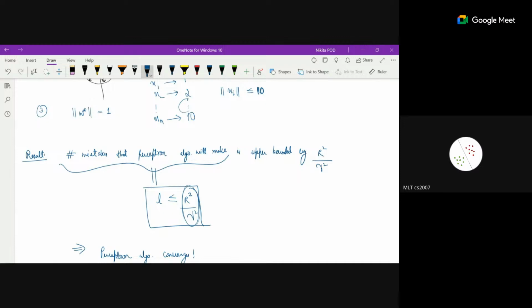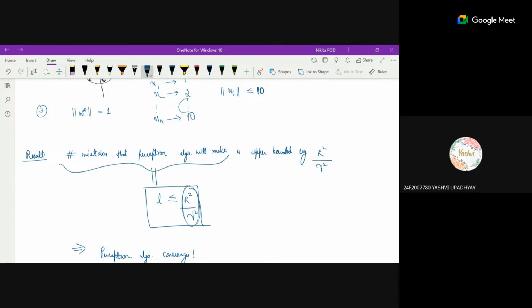Maybe it can increase, we don't know, but we know that the number of mistakes that it can make is at most R square by gamma square. It's a finite number. But whether it is more than n or less than n, we can't say. Okay, cleared.